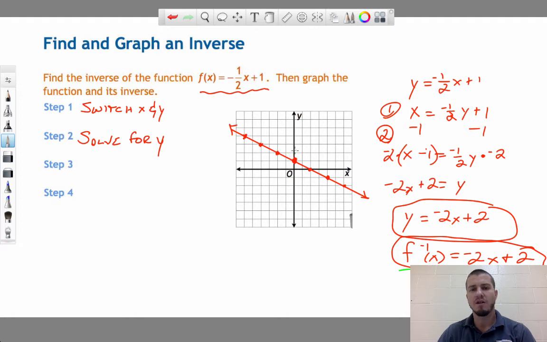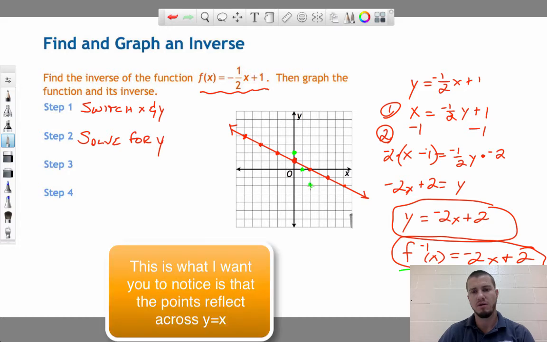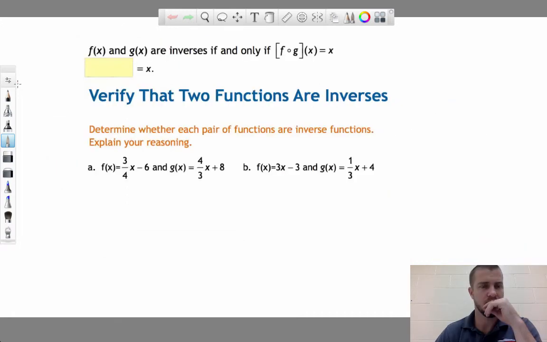And I have my y-intercept at 2. And my slope is negative 2, down 2 over 1, down 2 over 1. And these are the two inverse functions. And if you notice, they reflect across this line y equals x.